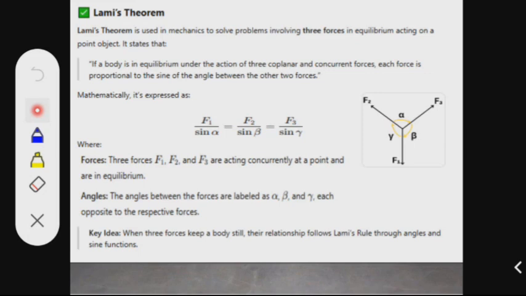So it's best you know Lami's theorem, know where it is applied, and also know the formula. It's actually very simple. We don't really mention many formulas since the beginning of this course. If you memorize all the formulas we mentioned today, you are good to go.